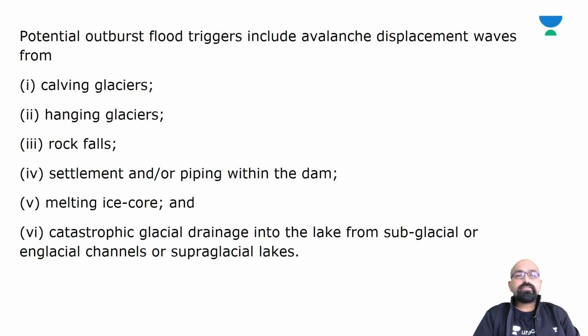Yes guys. Next. Now potential outburst flood triggers include avalanche, displacement waves from calving glaciers, hanging glaciers, rock falls, settlement or piping within the dam, melting ice core, and catastrophic glacier drainage into the lake from the subglacial or inglacial channels or subglacial lakes.